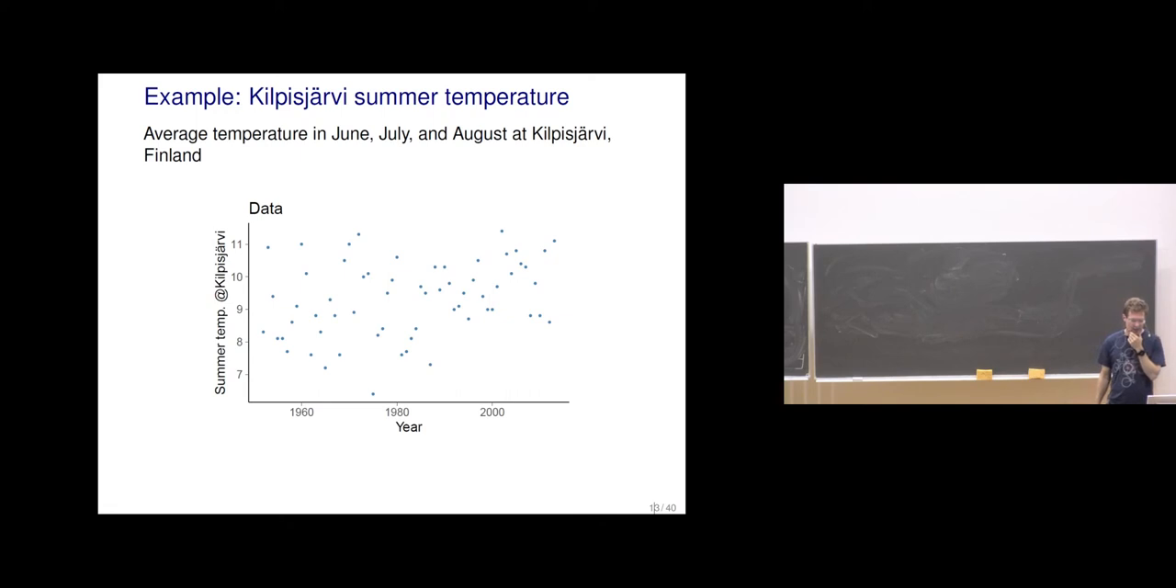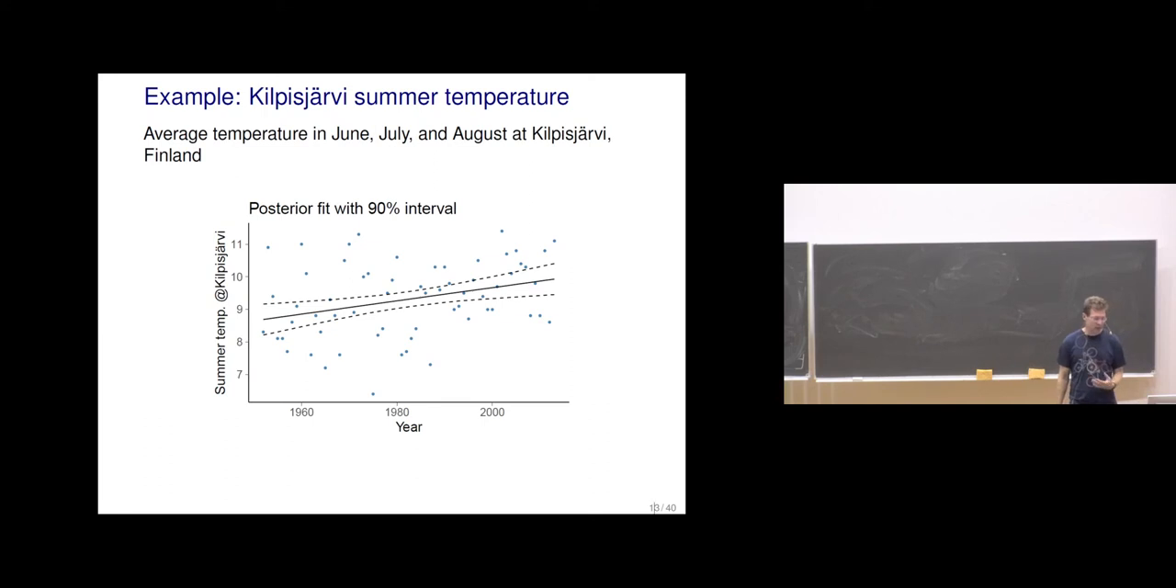And we are interested in now whether the average summer temperature in Kilpisjärvi is increasing. We can fit a linear model. So we have two parameters, slope and intercept, and we are interested in whether the slope is positive. Here's the posterior fit with 90% interval.